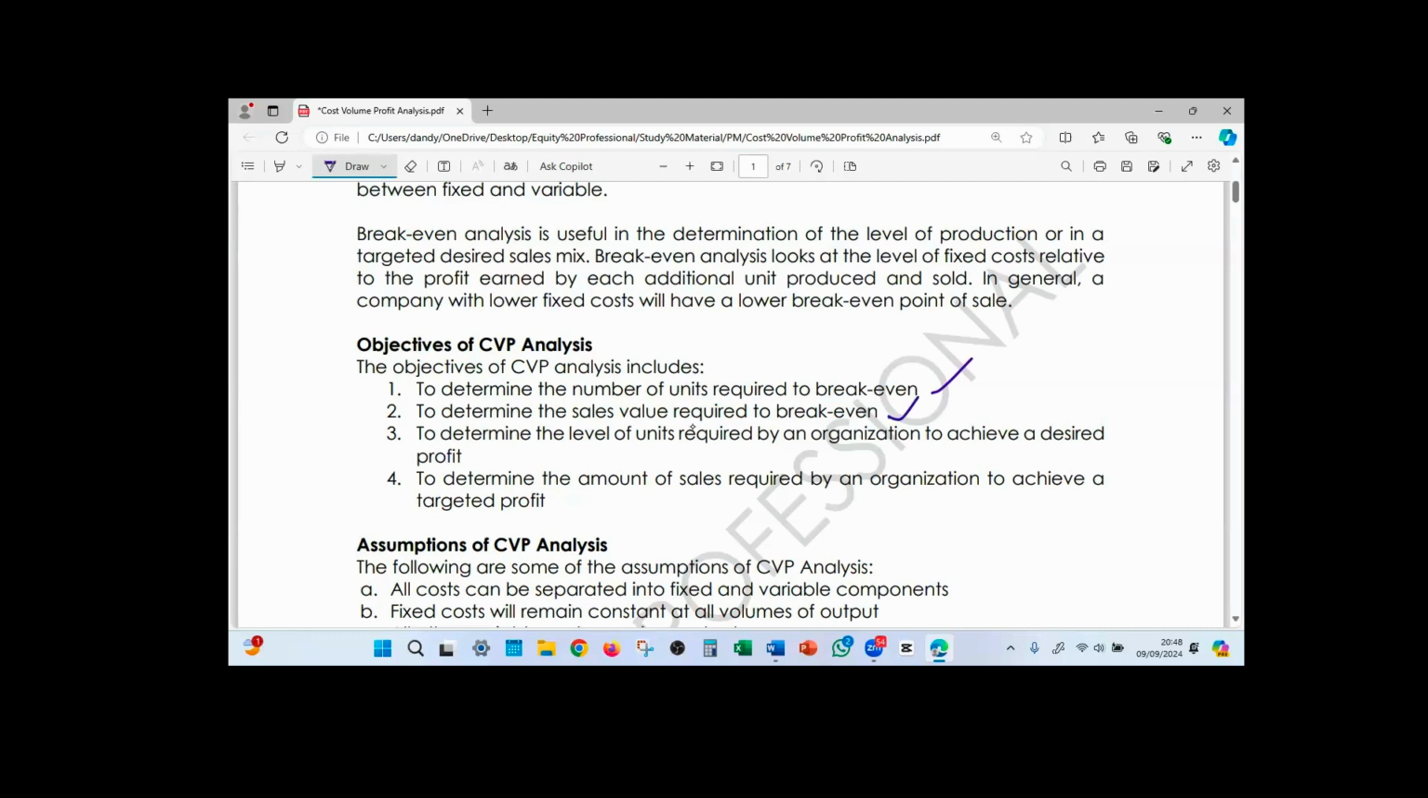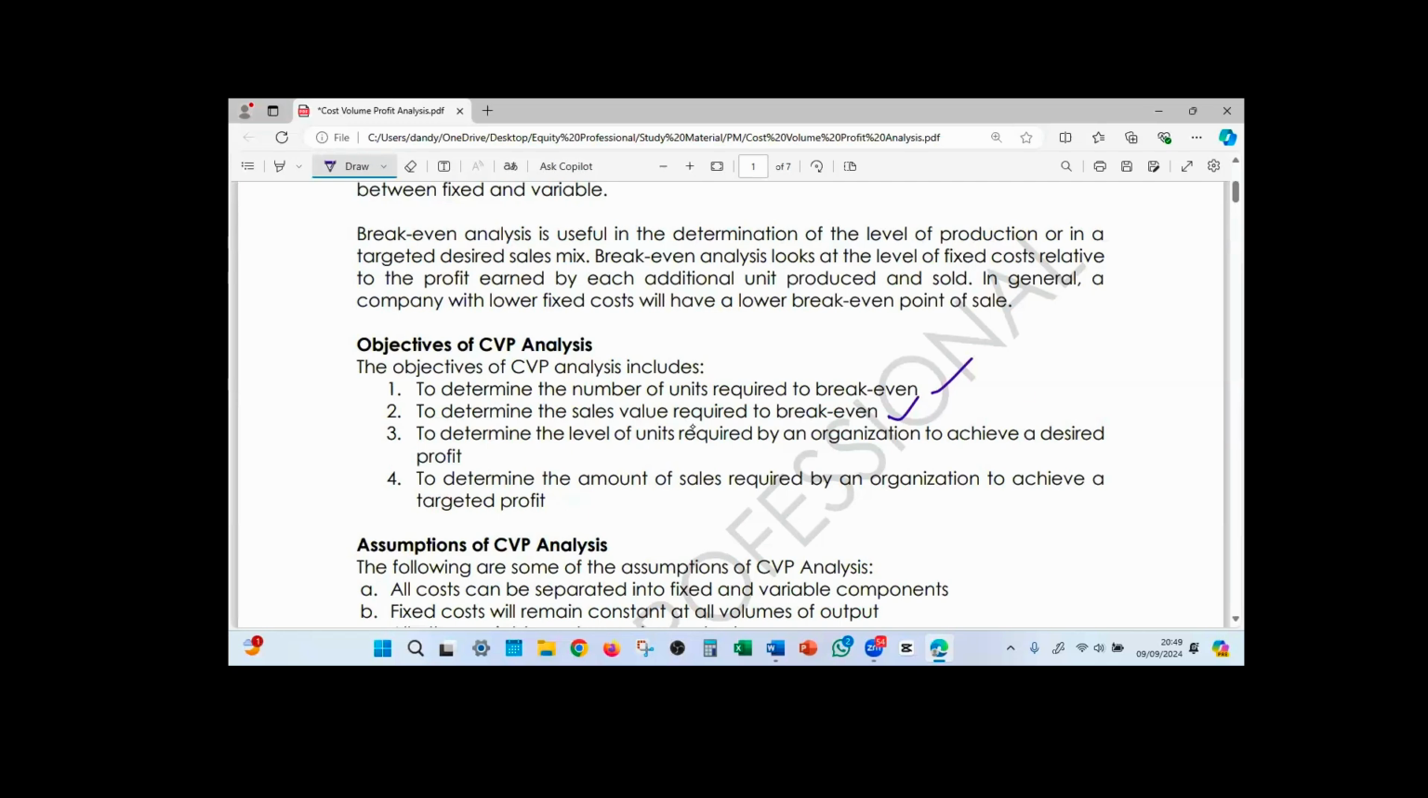Then another objective is that the company may want to earn a targeted profit. Therefore, one of the objectives of CVP analysis is to determine the units required to achieve a targeted, intended or predetermined profit for the organization. Then the last objective of CVP analysis is to determine the sales value required by an organization to earn an intended or predetermined profit.